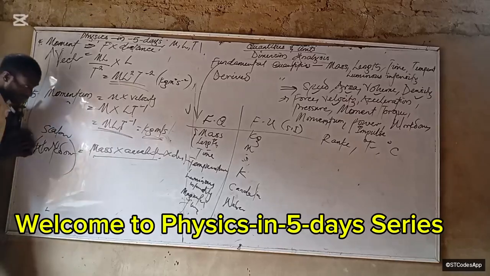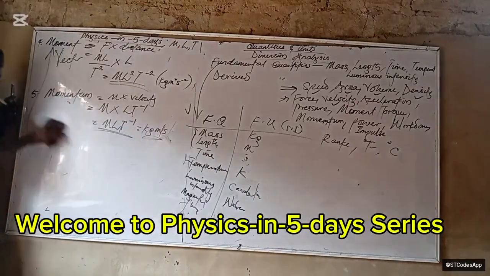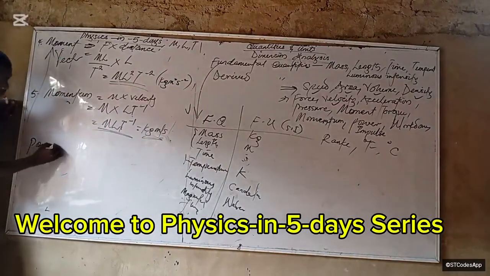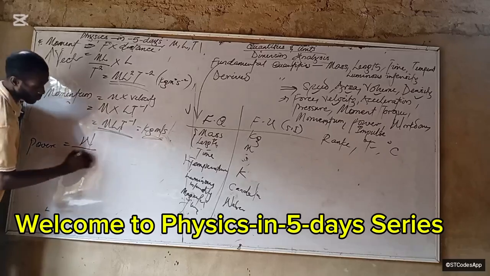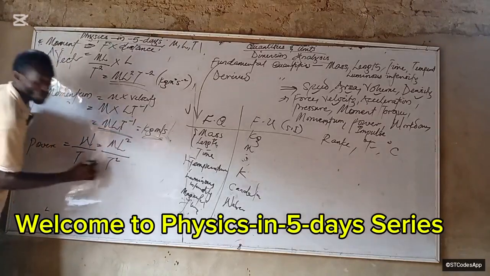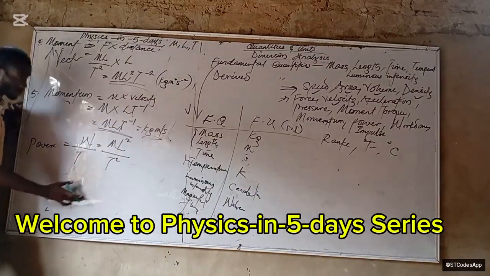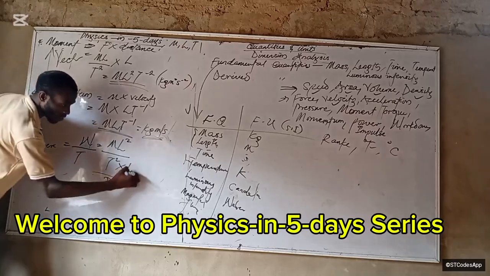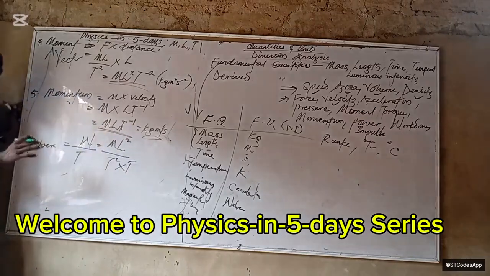So we have done work done basically. That's what it means. Then what's now power? What's power? Time rate of work done, work done over time. And what is work done? ML squared over T squared. Is this one clear? Okay. Then over T. So that means that T will now come down. T will come here. Does that make sense?